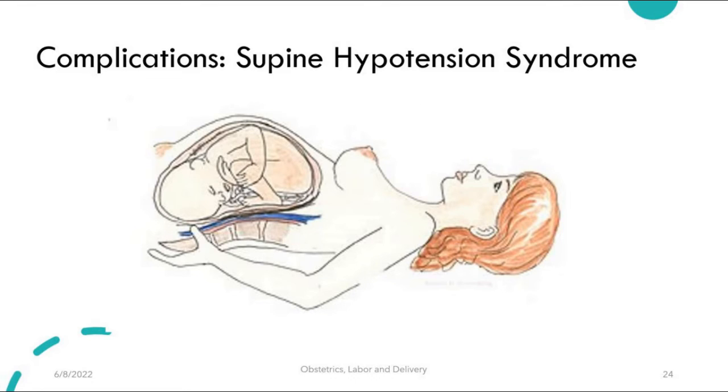Another complication from transporting a pregnant patient can be supine hypotension syndrome, and this occurs when we lay the patient flat on their back, and you see the baby there is compressing not only the vena cava, but also possibly the aorta as well. And because they're compressing these great vessels in the abdomen, the patient can become hypotensive and they can pass out. So this is why we try to put a patient in a position of comfort and in left lateral position if possible. This helps alleviate the problem of the baby putting pressure on the great vessels.